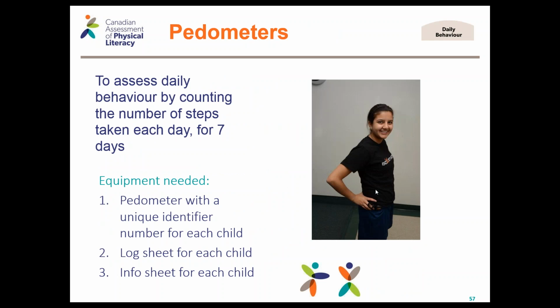Okay, so we're almost done here. I'm just going to quickly go through the pedometers. This is going to be our daily behavior domain. It assesses daily behavior by counting the number of steps taken each day for 7 days.